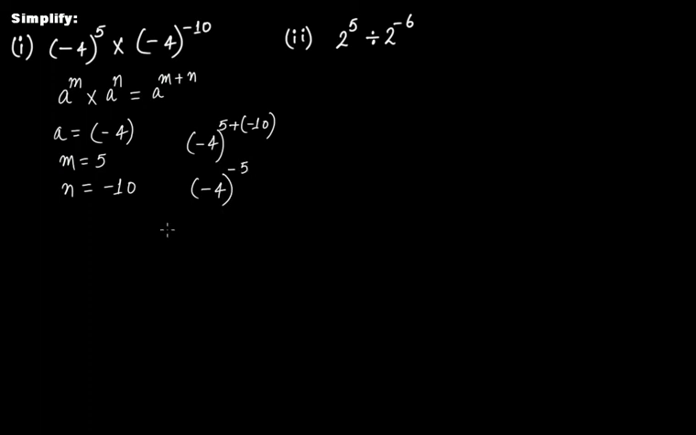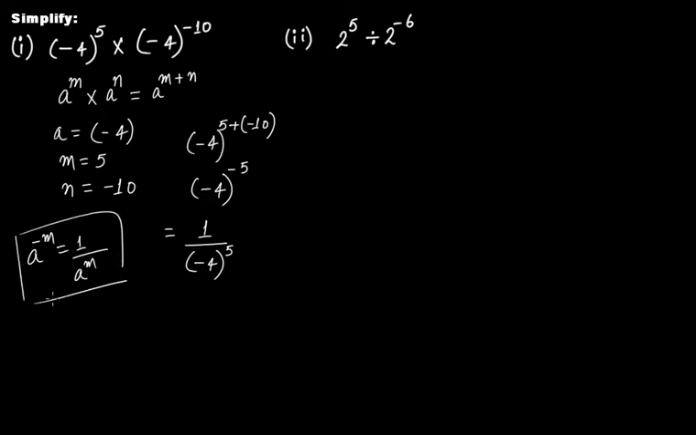Now if you want to write it like this, then this will be 1 divided by minus 4 raised to the power of 5. Why? Because a raised to the power of minus m is equal to 1 divided by a raised to the power of m, right? So this is the answer for this one. Now if you want to further simplify it, you can do it by minus 4 multiplied by minus 4 multiplied by minus 4 5 times. You can do that. Okay.